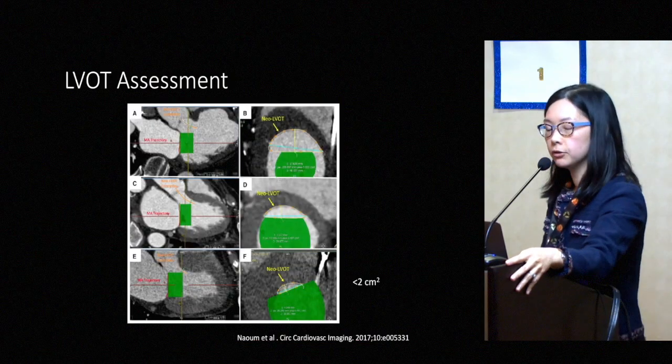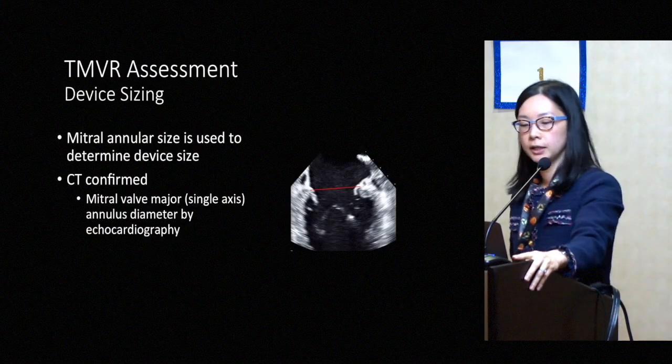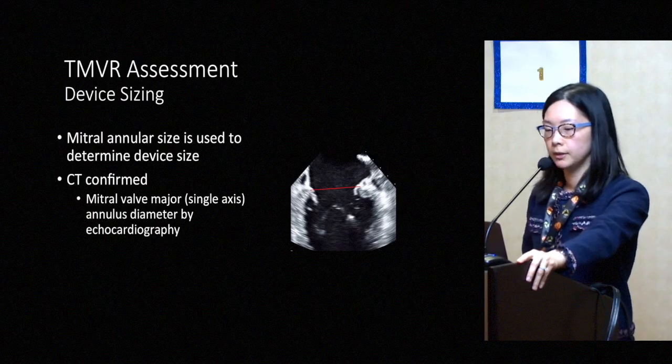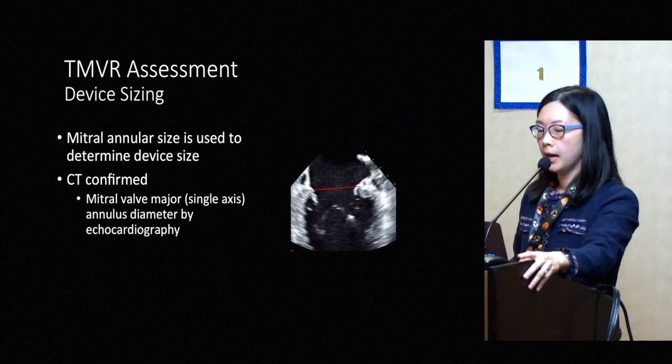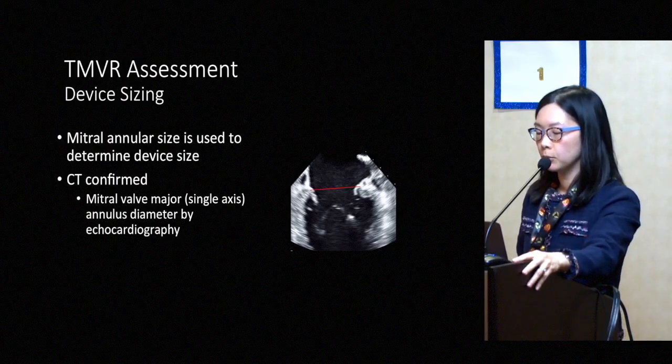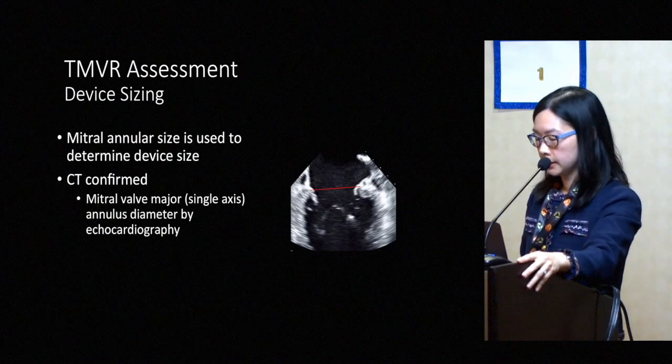Okay, mitral annular sizing, that's one of the biggest things right now in imaging in terms of transcatheter mitral valve placements. It depends on where you ask, but mostly echo is used to screen patients and then CT is used to confirm the size of the valve.